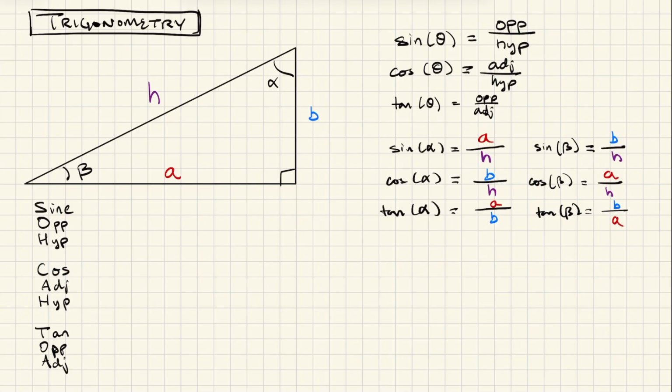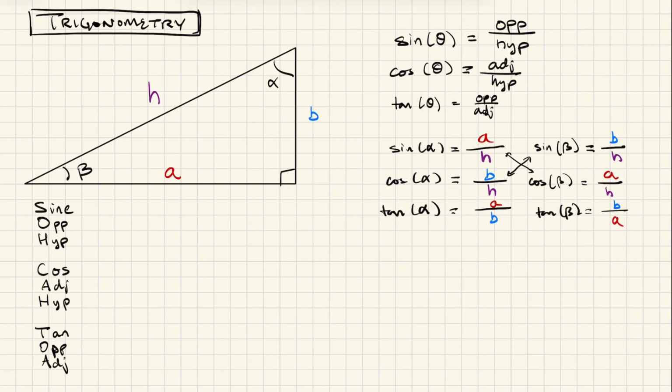And so we can see a pattern here. If we switch the angle that we're looking at, the definitions of the sine and cosine will swap around like this. So sine of alpha is the same as cosine of beta, and cosine of alpha is the same as sine of beta. And the same thing happens with tangent, where tangent of alpha is the reciprocal of tangent of beta.